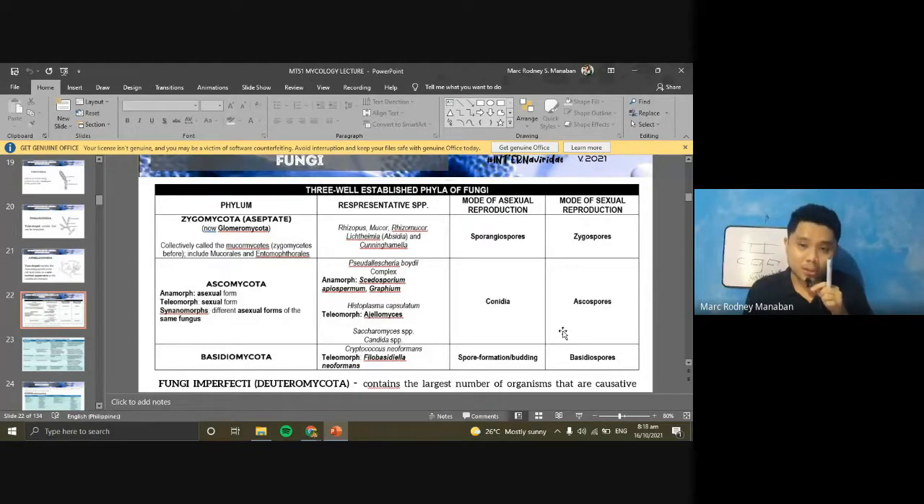Next, you have Ascomycota. Your Ascomycota produces ascospores as the sexual and conidia for asexual. Now, a very important characteristic is the production of your anamorph, teleomorph, and synanamorphs.